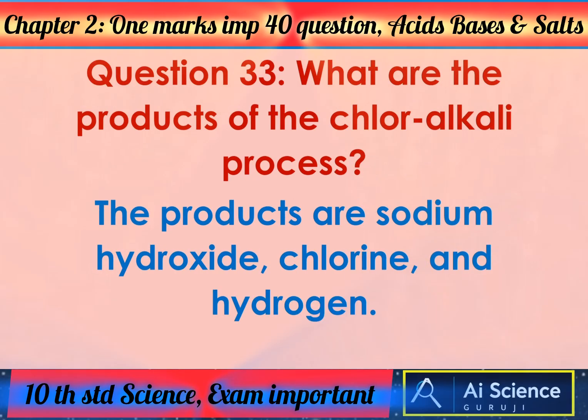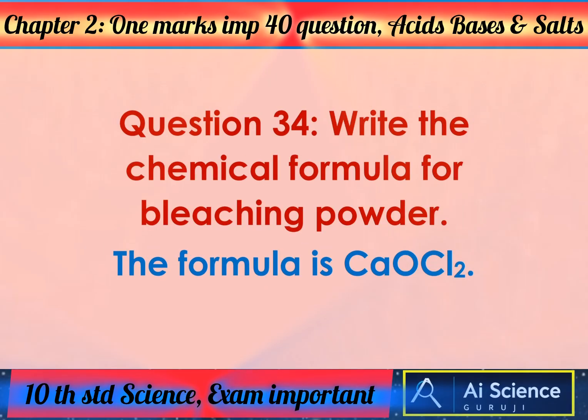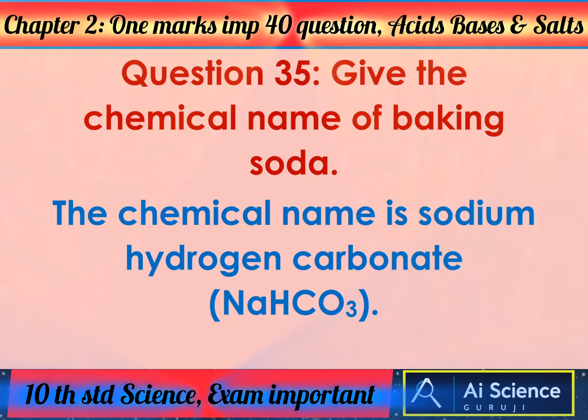Question 33. What are the products of the chlor-alkali process? Answer 33. The products are sodium hydroxide, chlorine, and hydrogen. Question 34. Write the chemical formula for bleaching powder. Answer 34. The formula is CaOCl2. Question 35. Give the chemical name of baking soda.